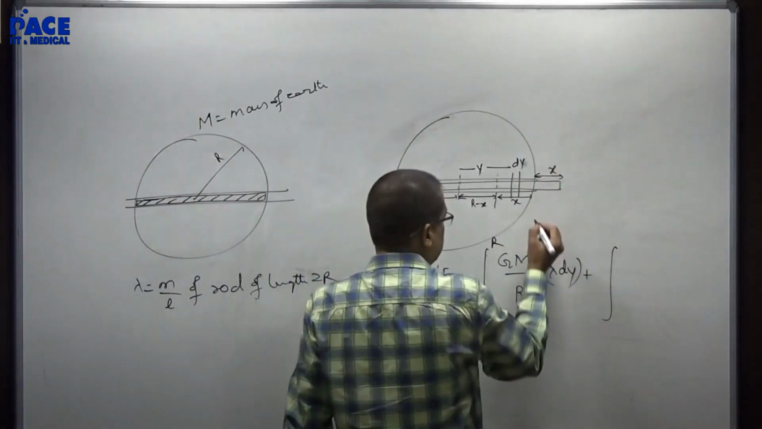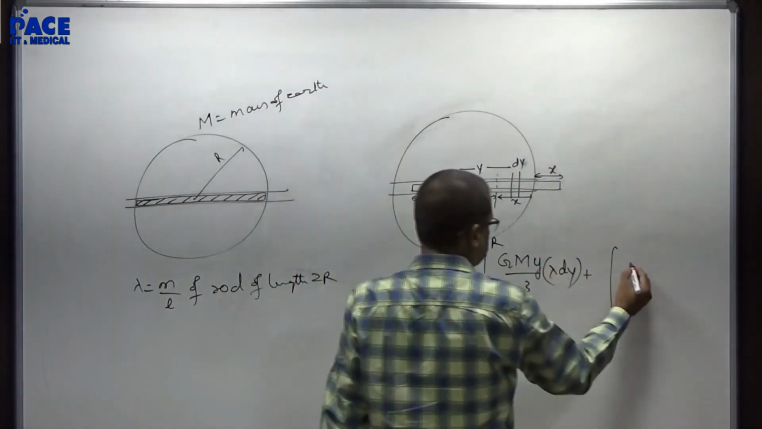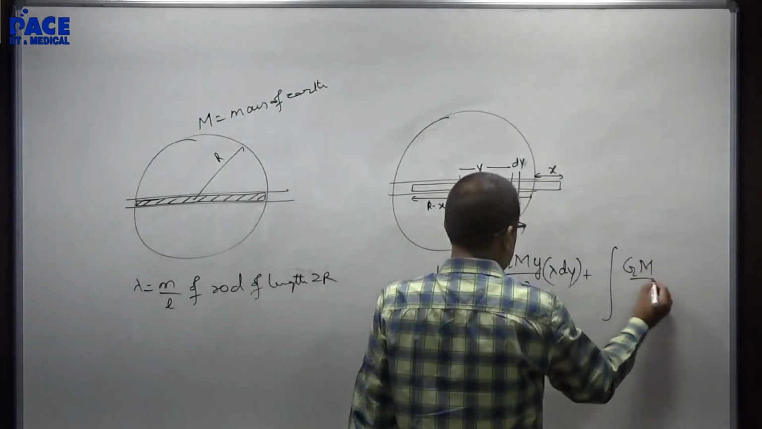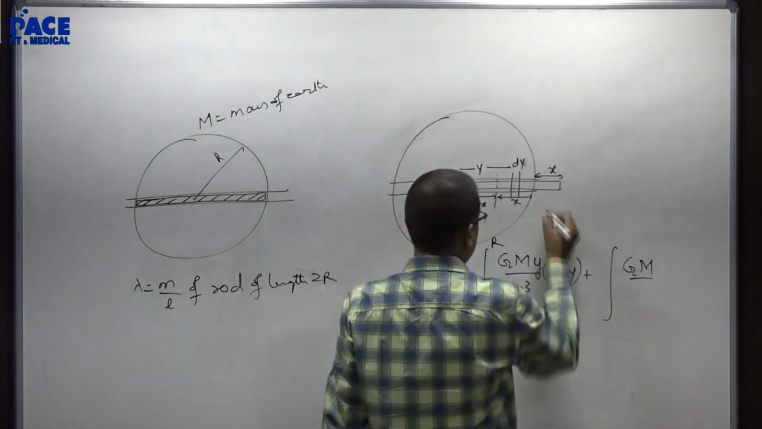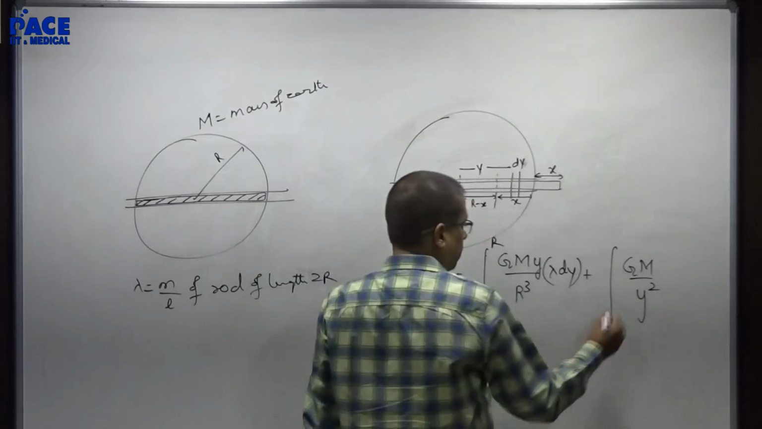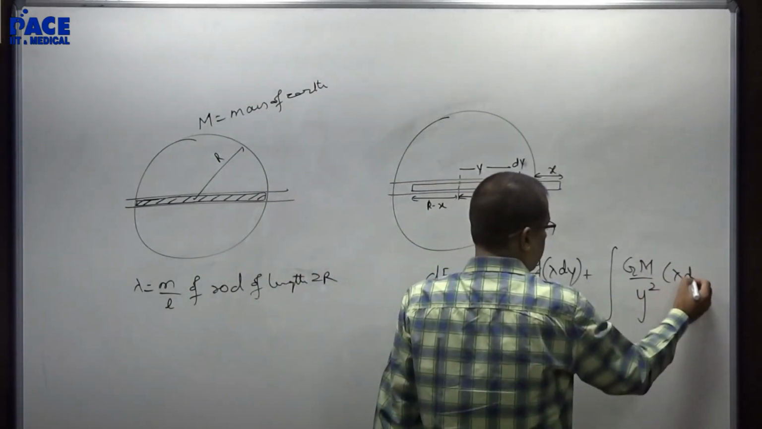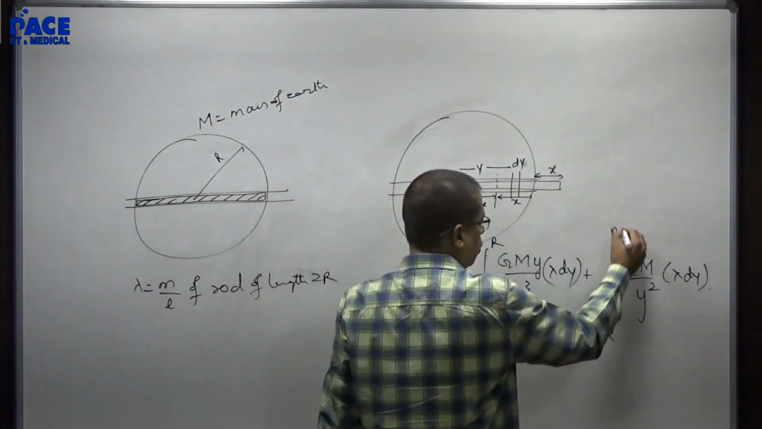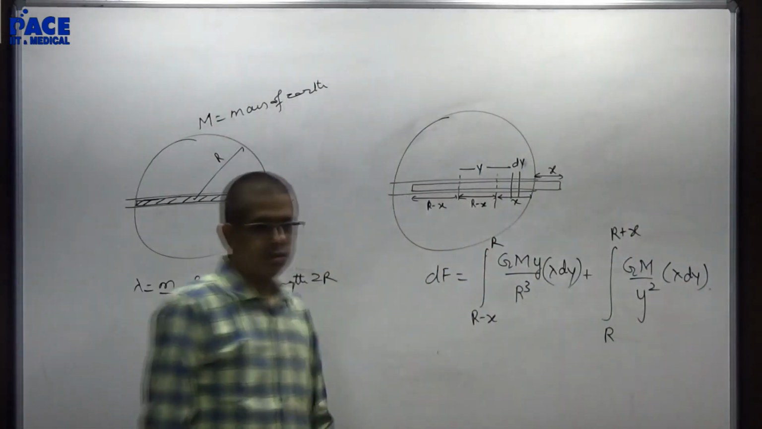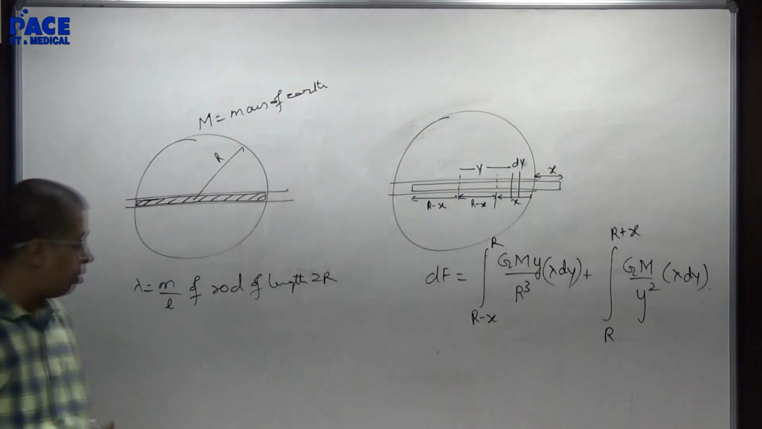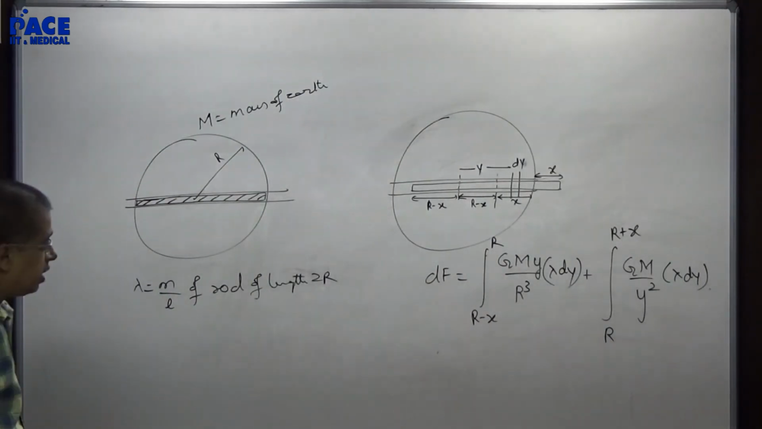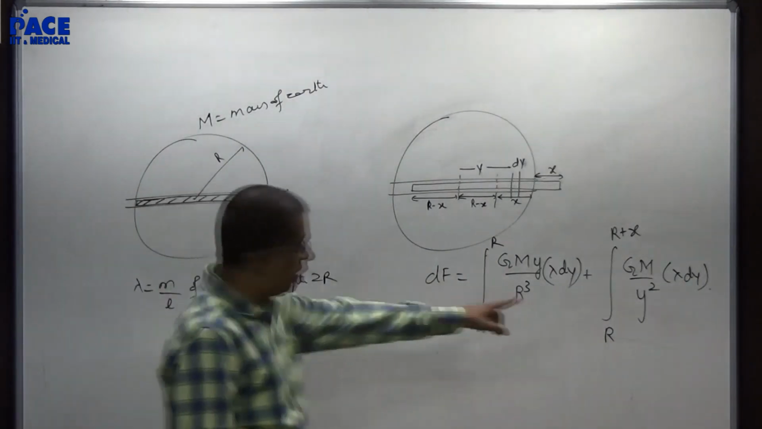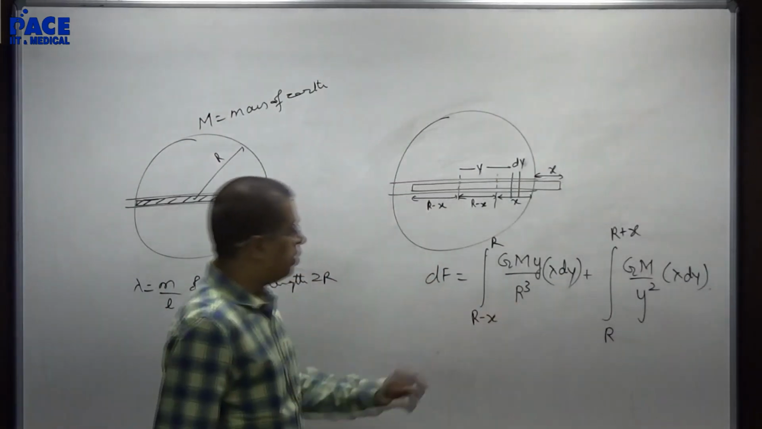Now come to the part outside. On the part outside I will do the same thing. GM by y square into lambda dy. This will go from r to r plus x. y is a variable for us. G capital M by y square will be the field outside the sphere. Inside the sphere it will be this.